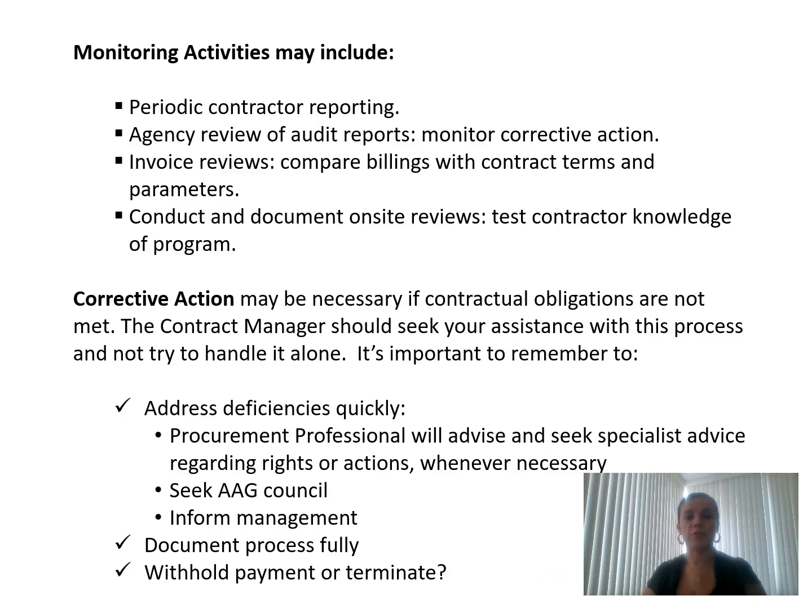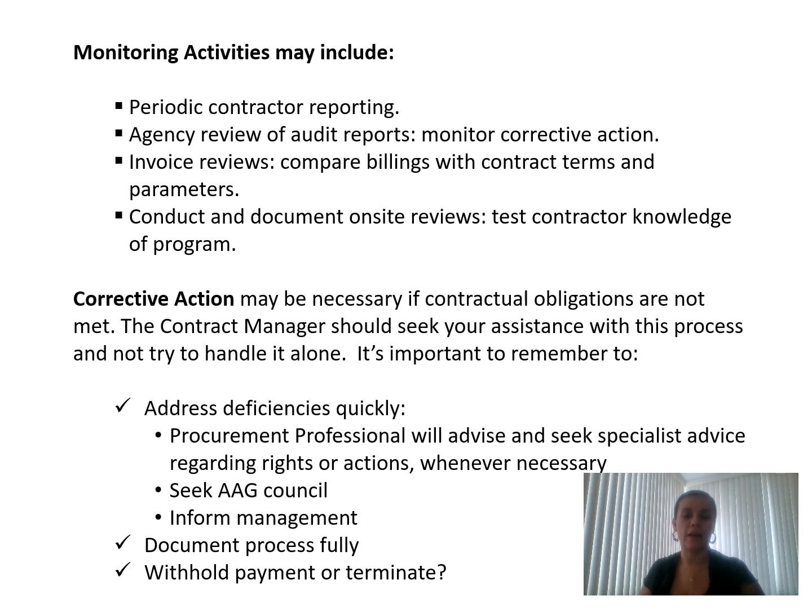At the end, monitoring activities should include periodic contractor reporting, agency review of the reports, monitoring corrective actions, invoice reviews, comparing billings versus contract terms and parameters, and conducting and documenting on-site reviews, depending on the project that is performed. And if corrective action is needed, first it should be addressed in the contract on how this could be handled. That's the best practice. If not, the contract was poorly defined.